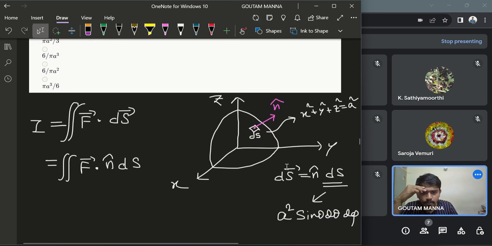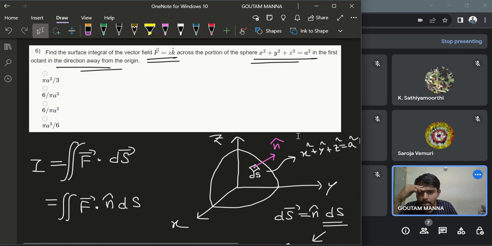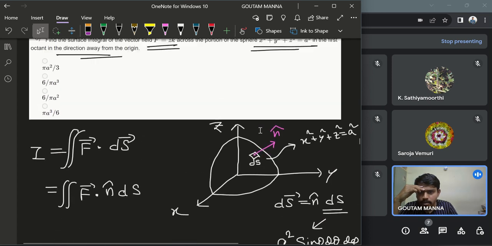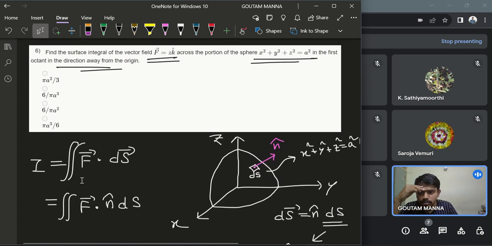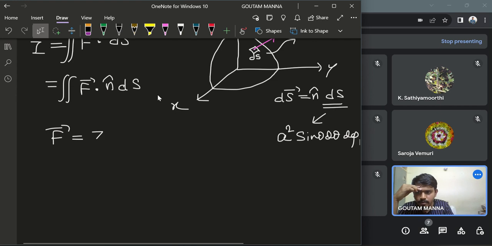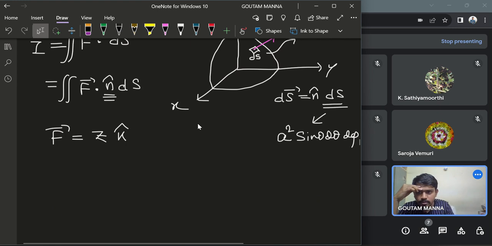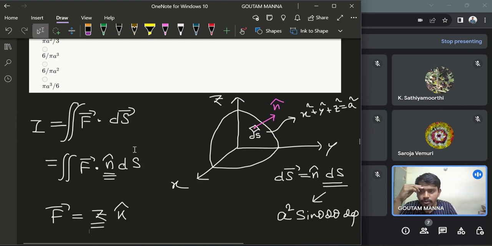This is the surface element on this sphere, and F is given by this vector. F is basically z k cap. Now we need to find out this n cap. And if we want to do the integration in spherical coordinates, then we need to replace this z by the spherical coordinate parameters. So those are the two things we need to do, and then we can do the integration.